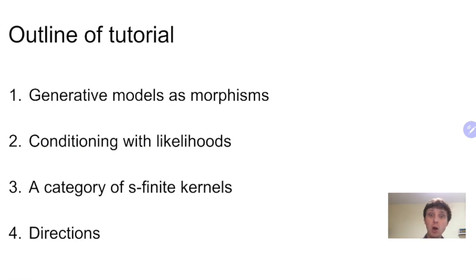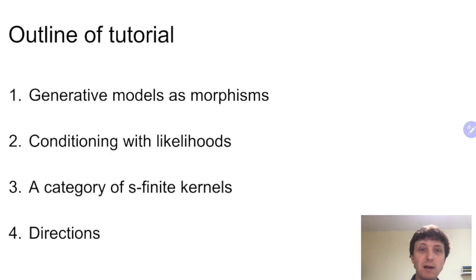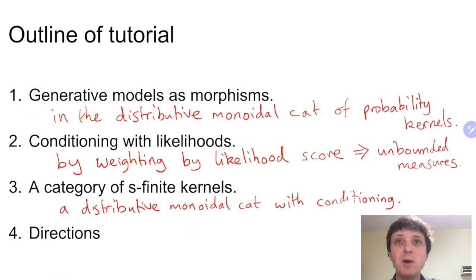Okay, so I've given you an overview of probabilistic programming from a perspective of category theory, and we've talked about several things. We've talked about the distributive monoidal category of probability kernels being a good place to do generative models. Then we've talked about conditioning, and I looked at a particular way of doing conditioning by weighting by likelihood scores, and that gives us unbounded measures. Then I looked at a category of S-finite kernels, which explains in a compositional way what happens with conditioning.